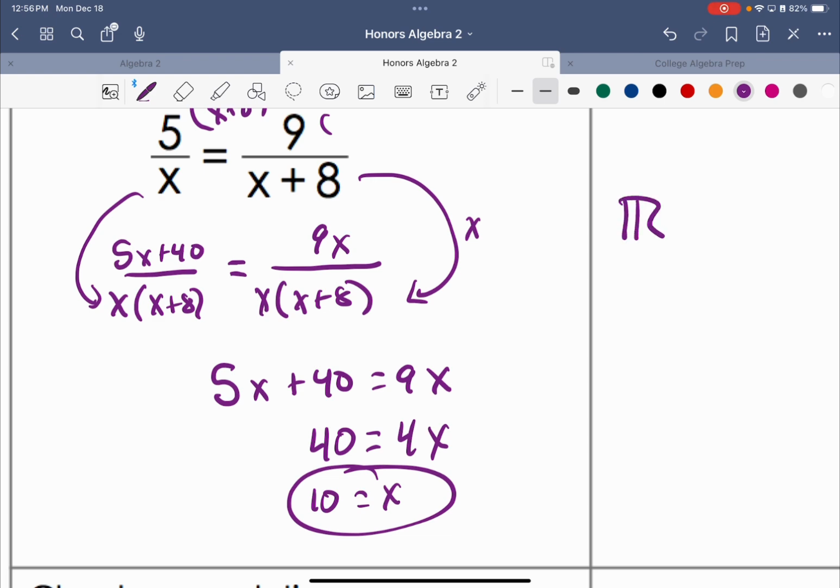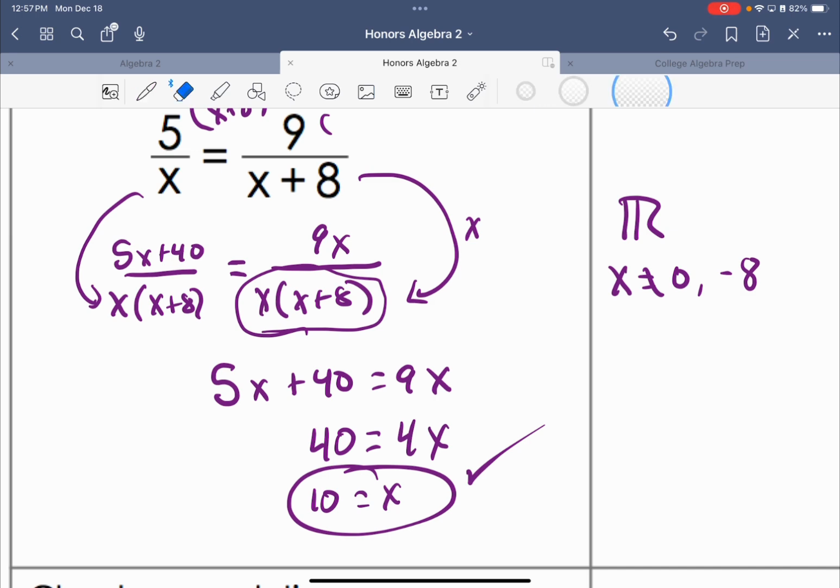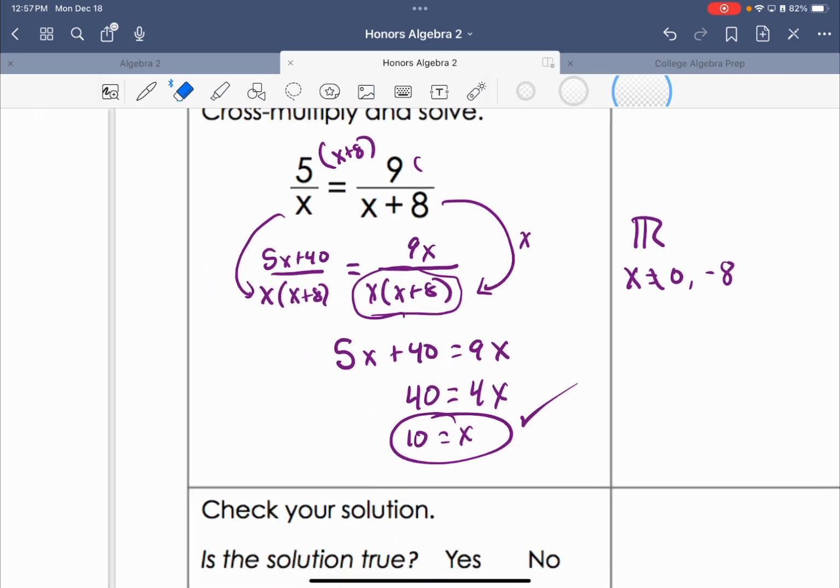My domain is all reals, except for x cannot equal 0 or negative 8. And all I did was set that denominator equal to 0. 10 isn't one of those, so it's good to go. Could you plug it in and make sure it works? Sure. Questions with that one?